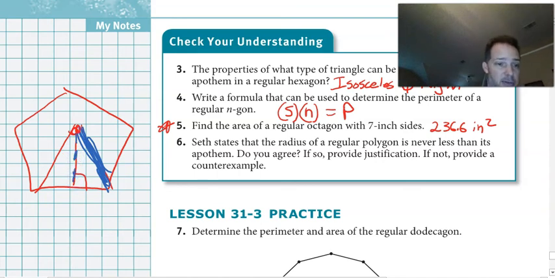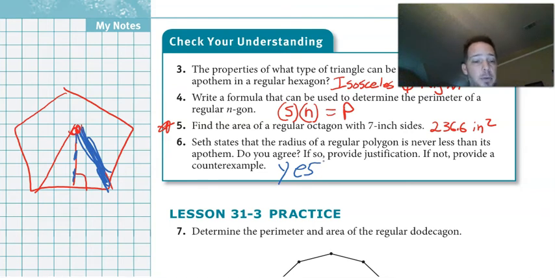Well, if I look at the right triangle there, I notice the solid blue radius is the hypotenuse of a right triangle, and the apothem is one of the legs. Could the hypotenuse ever be less than a leg on a right triangle? No, the hypotenuse is always the longest side of a right triangle. So the radius will never be less than the apothem on a regular polygon. So do you agree? Yes. And that's because the hypotenuse on that right triangle has to be the longest side of that right triangle.